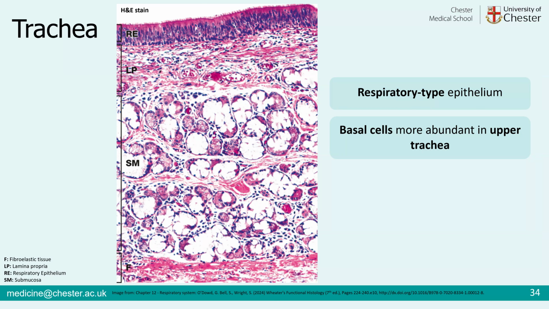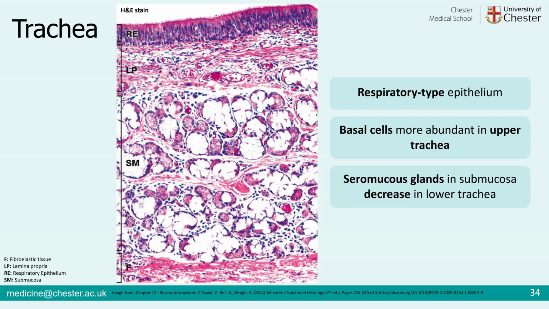So for example, through smoking or something like that, it's the upper airways that are going to come into contact with that more frequently or more likely. So they have more basal cells to help with the renewal of the epithelium to make sure it stays sort of intact and healthy. And we have, just like we saw before, seromucous glands here in the submucosa to help with secretion of the mucus and that watery serous secretion as well. But then as we go down through the trachea, we see fewer of those seromucous glands in the submucosa.